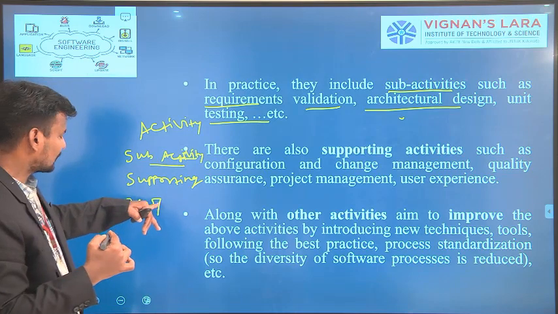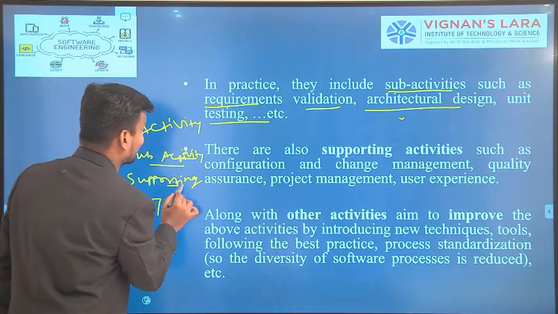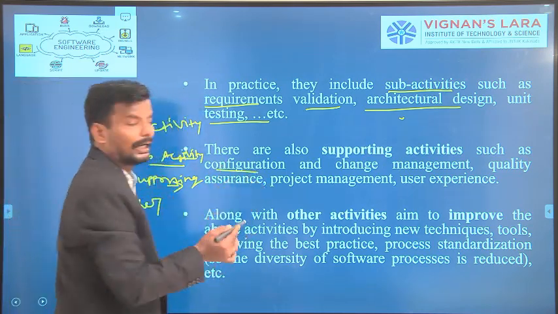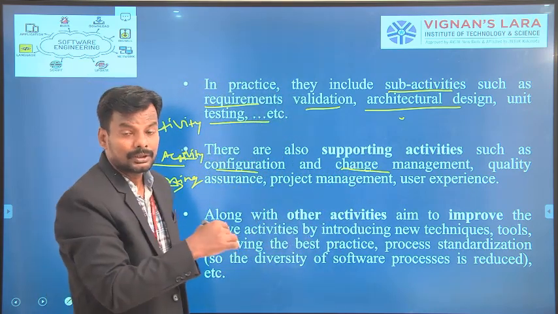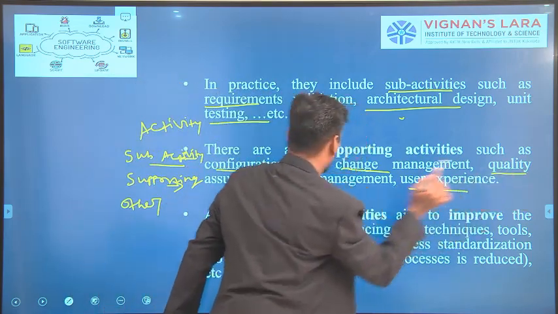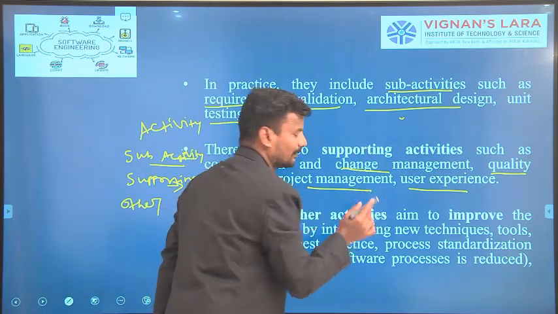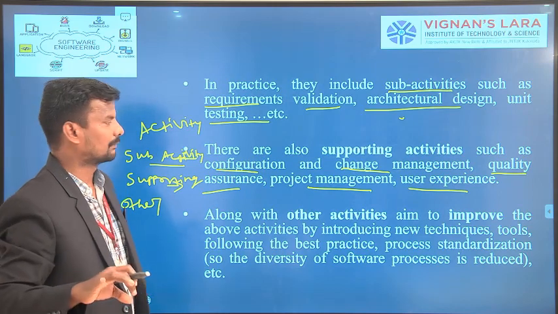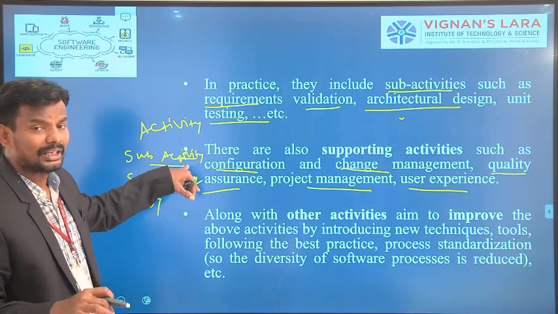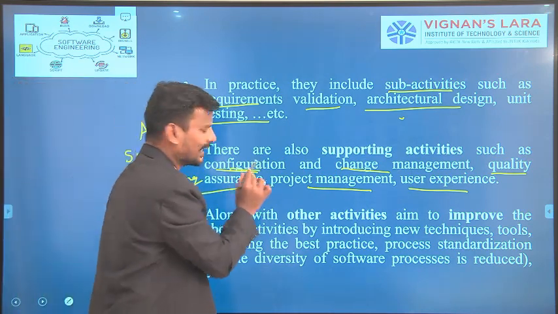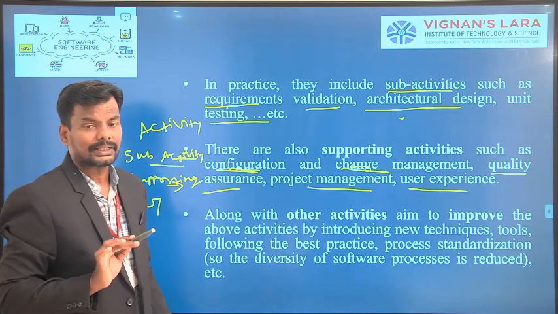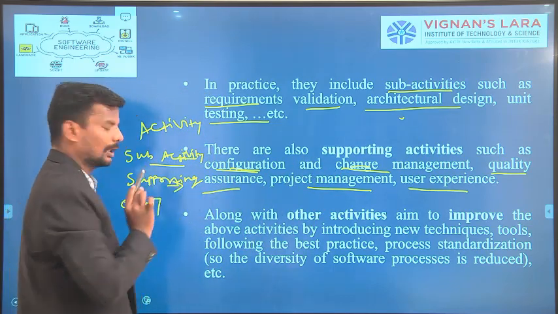And the next one is some supporting activities will also be involved. What are the supporting activities? They include configuration management, change management, defining the user experience, quality assurance, and project management. Sometimes the project management also changes during the software process. Those things we have to define in the supporting activities: configuration management, change management, quality assurance, project management and user experience.